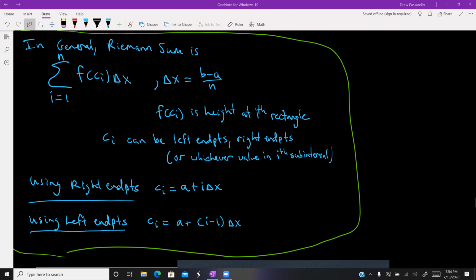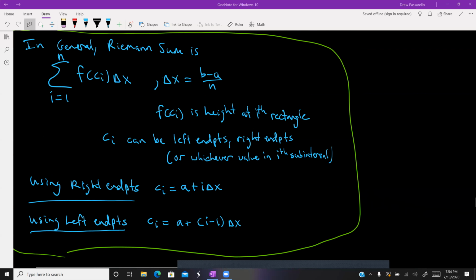So for right endpoints, there's actually a formula you can use for each ci value, and it is a plus i times delta x, where delta x is the width, and delta x is b minus a over n. And then there's a formula for using left endpoints, and it's a plus i minus 1 times delta x. Generally, for examples later on in future videos, I'm going to use this one for right endpoints. It's just easier to use i times delta x instead of i minus 1 times delta x.